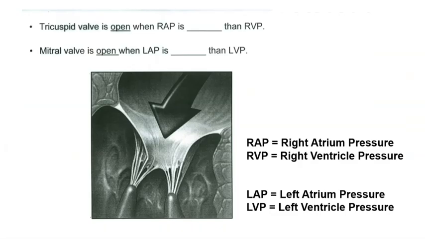So let's review here. The tricuspid valve will be open when the right atrium pressure is greater than the right ventricle pressure. And the same goes for the left side. The bicuspid, which is also known as the mitral valve, will be open when the left atrium pressure is greater than the left ventricle pressure.